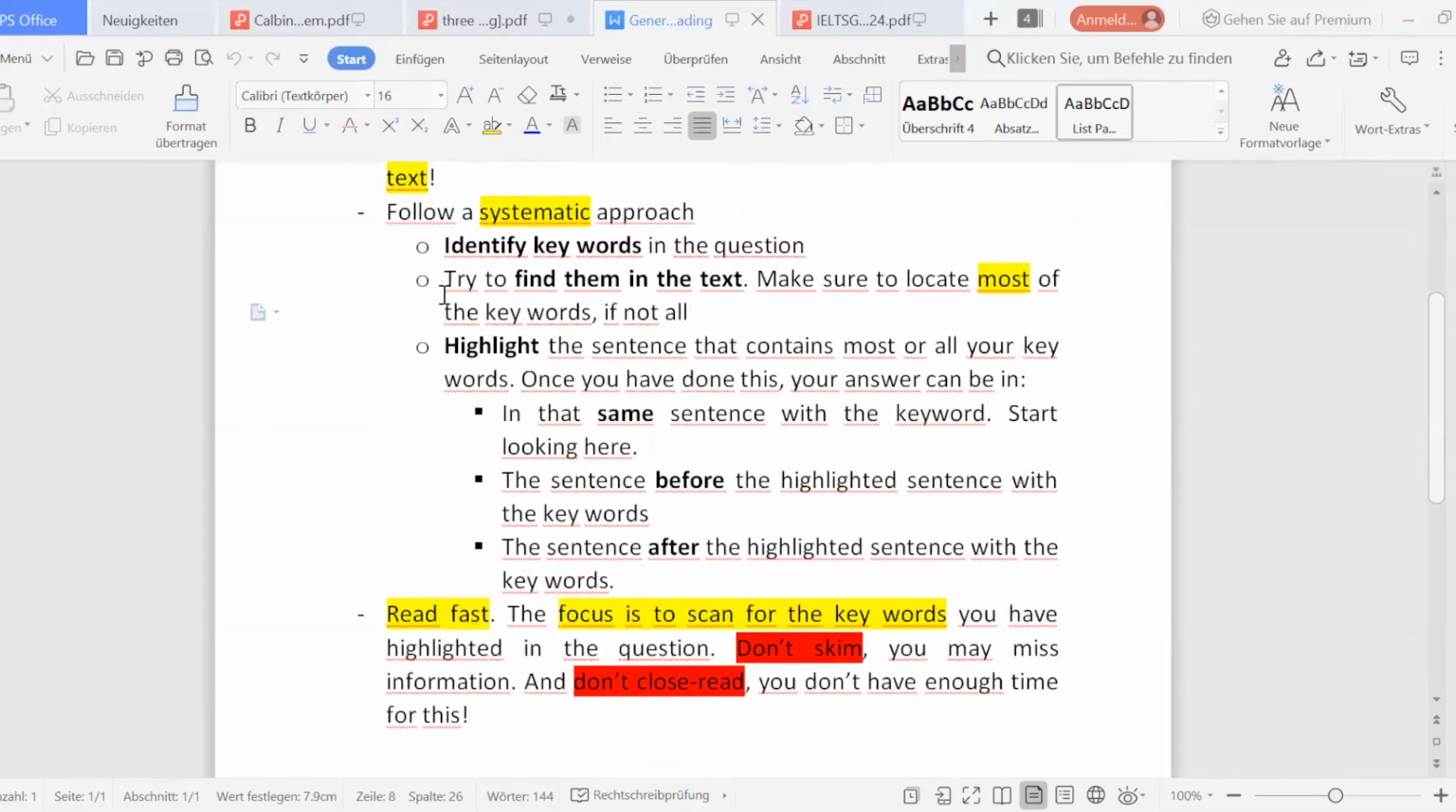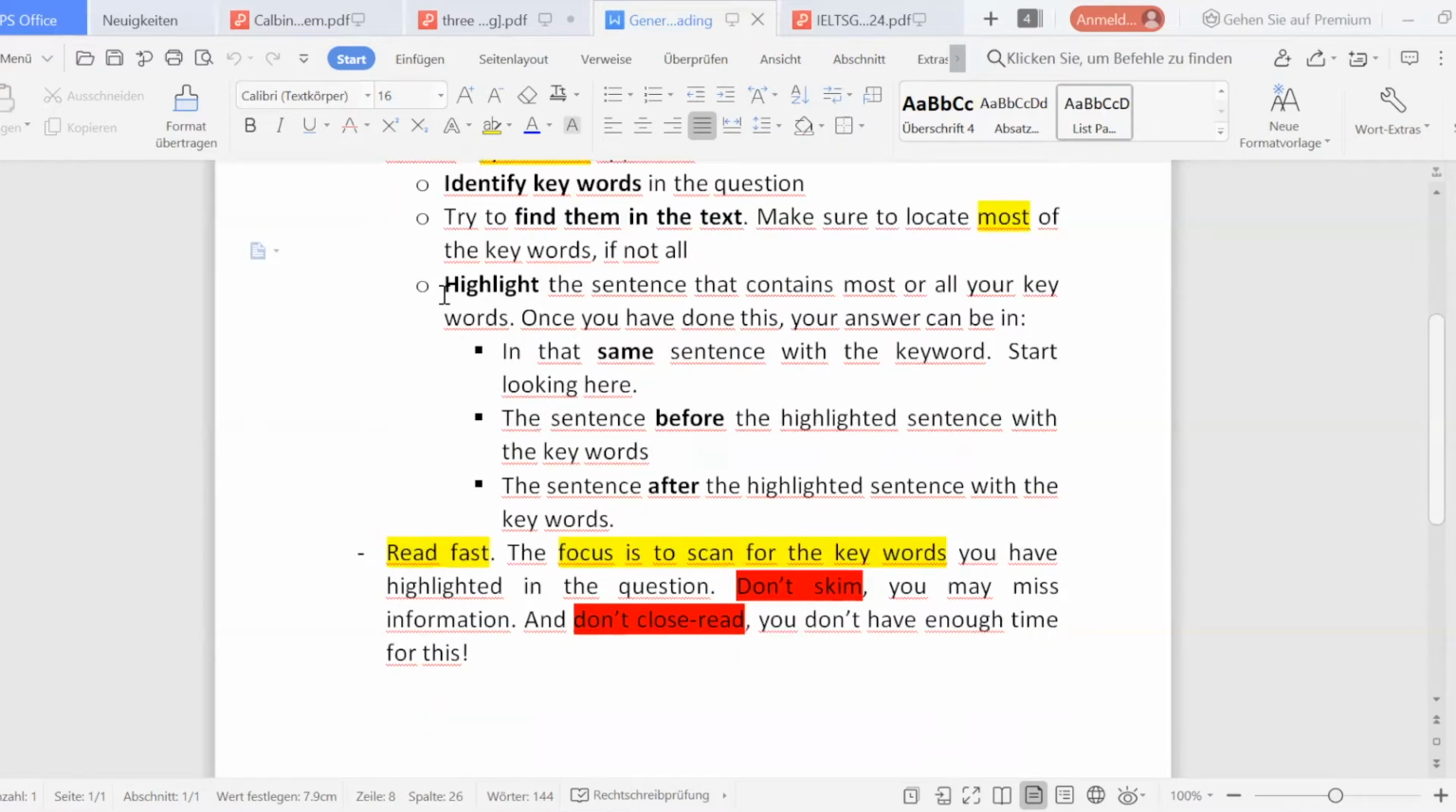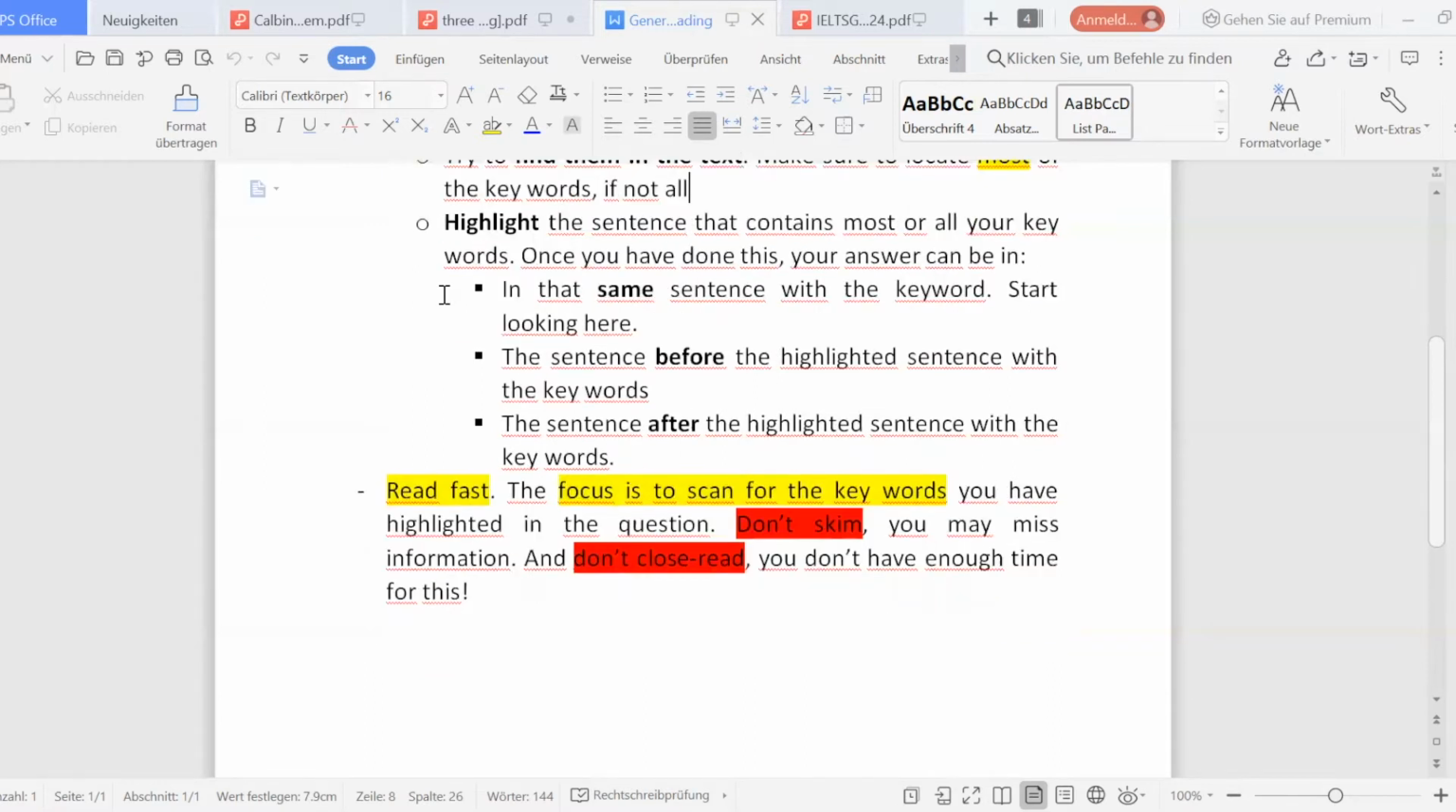When you have done that, the answer to the question you're looking at could be in that sentence, could be in the sentence before it, or it could be in the sentence that comes after it. However, always start with the sentence with most of the keywords and then work your way outside. Okay, so start with the keywords sentence, and then you look at the sentence before and the sentence after. That is if you don't find any relationship between that sentence and your question. Read very fast, okay? So the focus is to scan for the keywords once you've highlighted them.